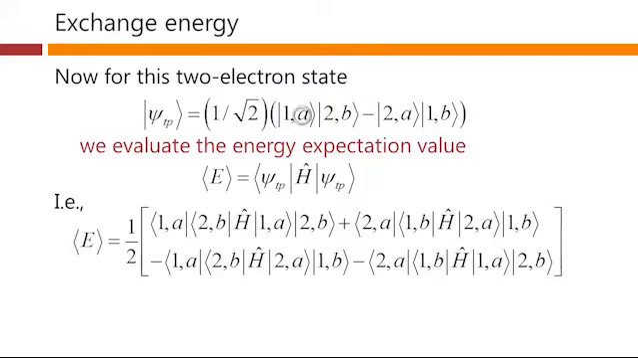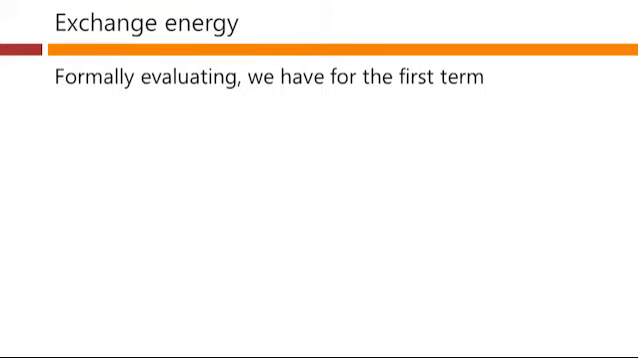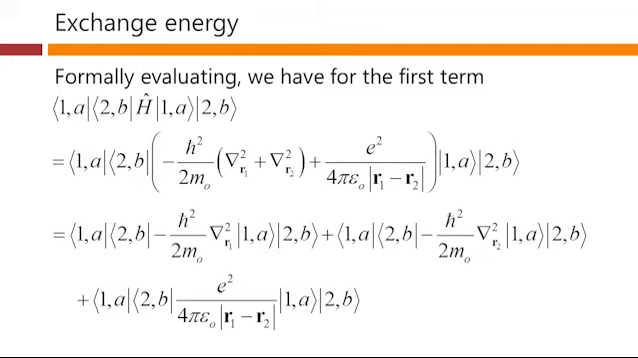Because we have two terms in the wave function, we end up with altogether 4 terms when we open everything out to form this entire expression here. So, the first 2 terms, which are actually equal to one another, have a straightforward meaning. Formally evaluating then, we have for that first term, written out here with the Hamiltonian explicit now in the middle, a set of different terms when we take this apart and multiply everything out.